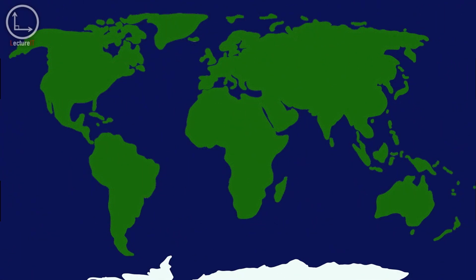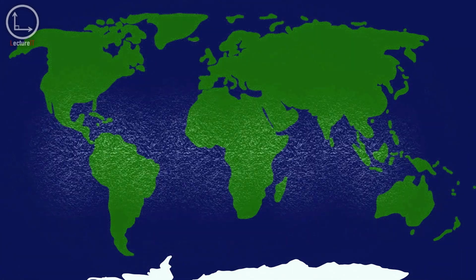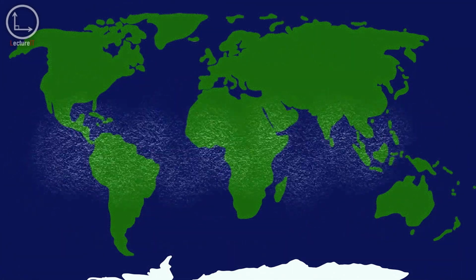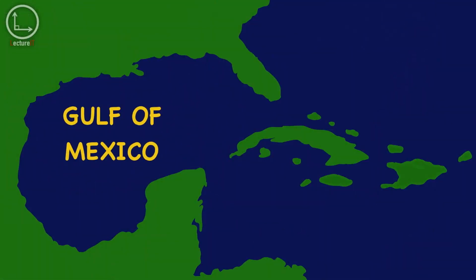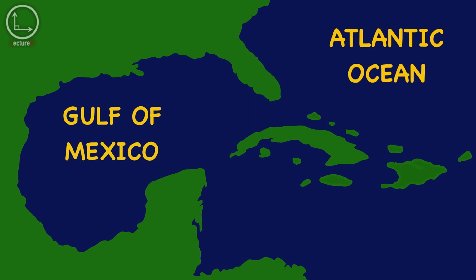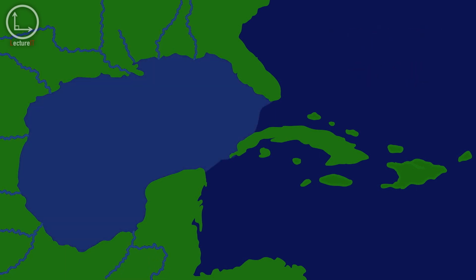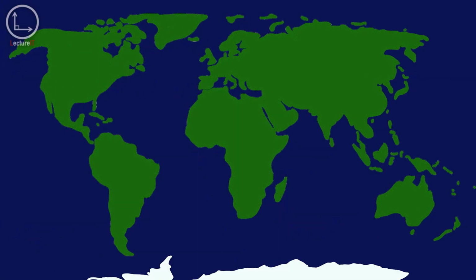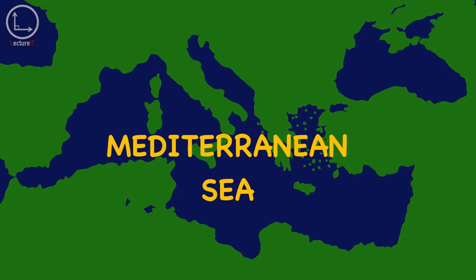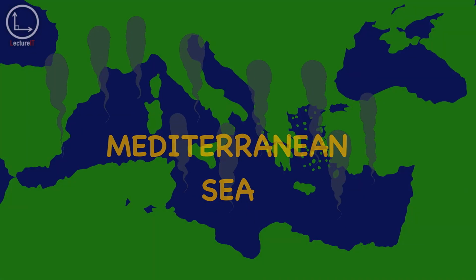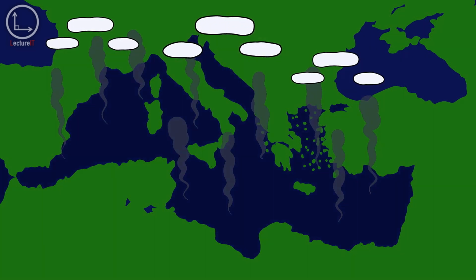Another factor that influences the boundaries between oceans is the salinity of the water. The Gulf of Mexico, for example, is less salty than the Atlantic Ocean because of the fresh water that flows into it from rivers. In contrast, the Mediterranean Sea is saltier than the Atlantic Ocean because it has a high rate of evaporation and receives little freshwater input from rivers.